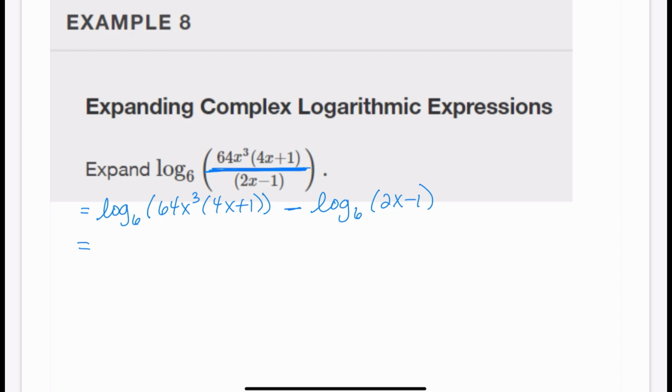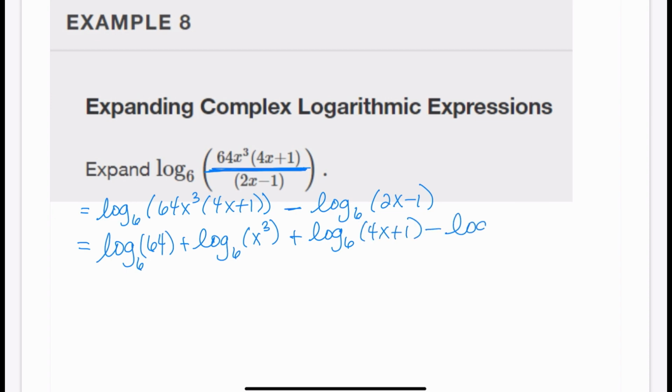So I'm going to rewrite this as the log base 6 of 64 plus the log base 6 of x to the third plus the log base 6 of 4x plus 1 minus the log base 6 of 2x minus 1. So we applied the quotient rule. We went ahead and applied the product rule. And then now I'm going to apply the power rule.